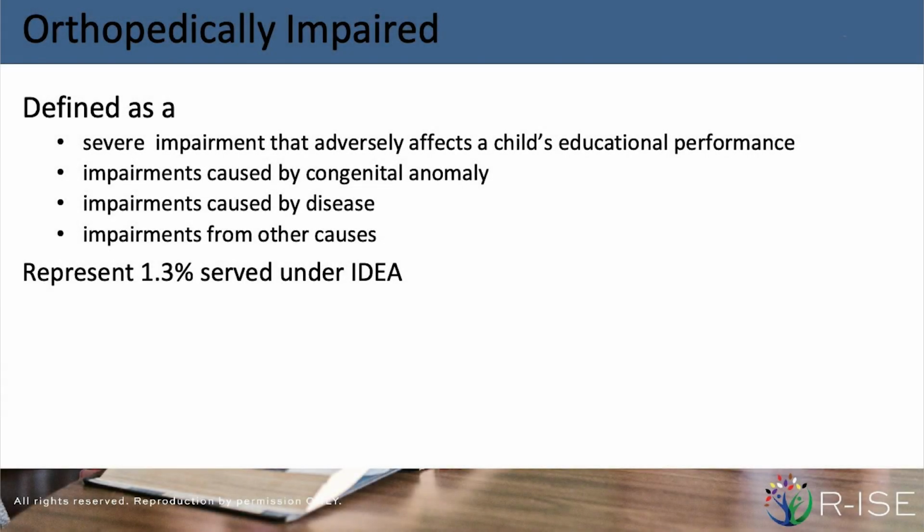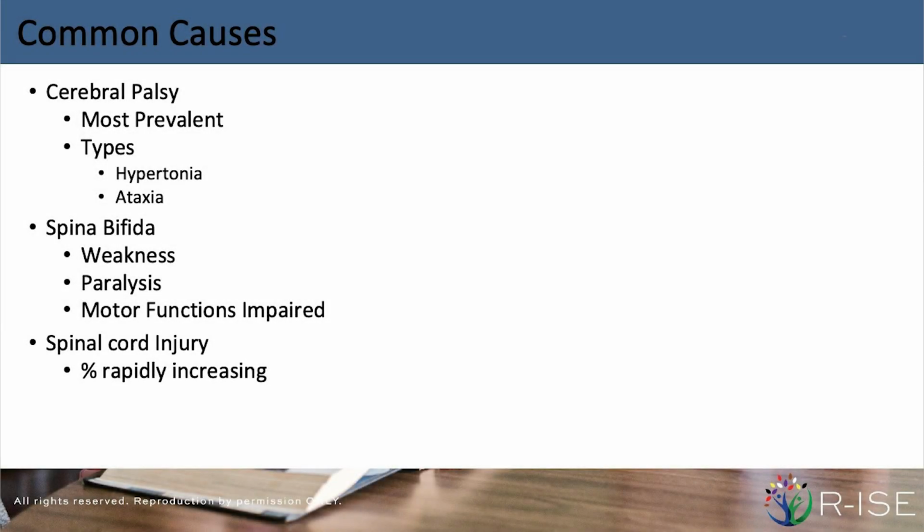Another category under IDEA is orthopedically impaired. The definition is severe impairment that adversely affects a child's educational performance. These could be caused by congenital abnormalities, impairments caused by a disease, or from an accident or other causes. It represents only about 1.3% of those served under IDEA. Common causes of orthopedically impaired include cerebral palsy, birth defect of spina bifida, and the rapidly increasing area of spinal cord injuries.